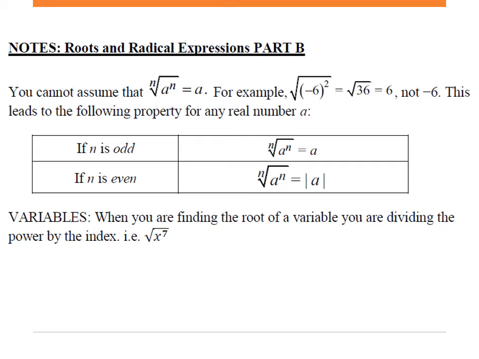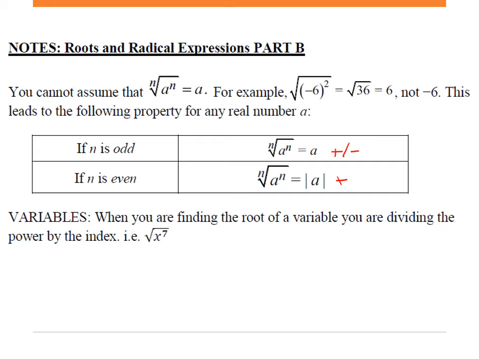If n is odd, then a can be positive or negative. If n is even, then we're going to focus on a has to be positive, right? That's what absolute value means. So if n is odd, a can be positive or negative. If n is even, our index, it only can be positive, okay? When you are finding the root of a variable, you are dividing by the power of the index.